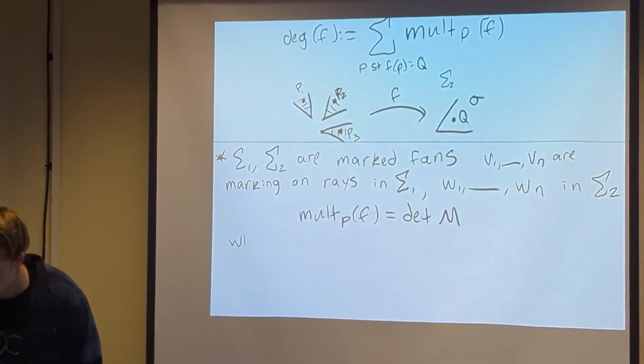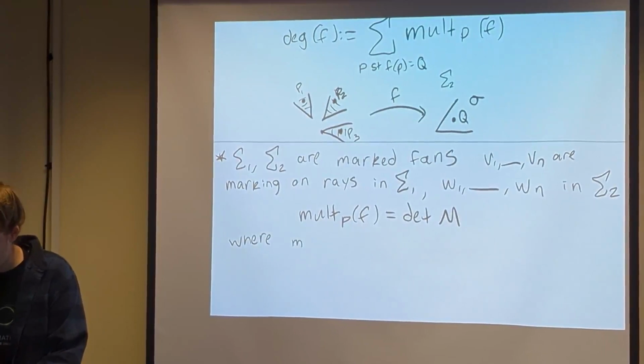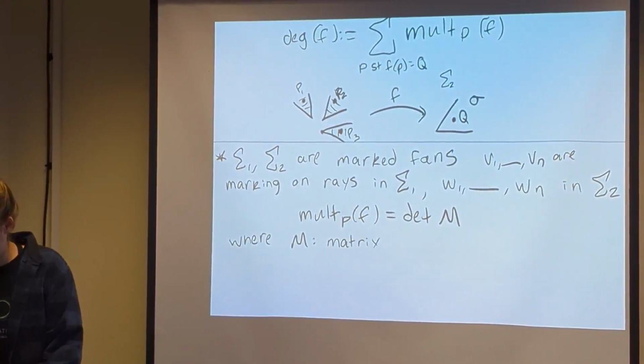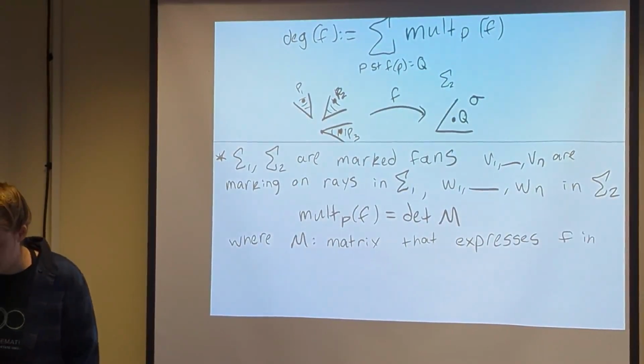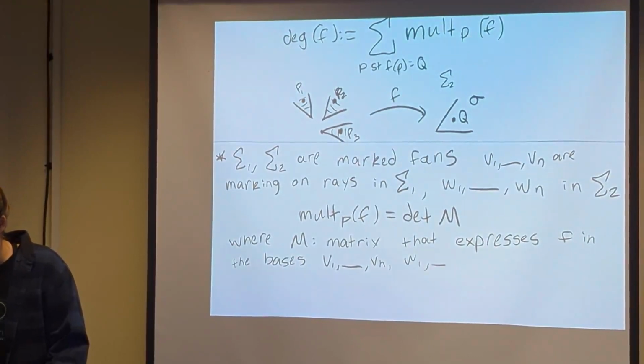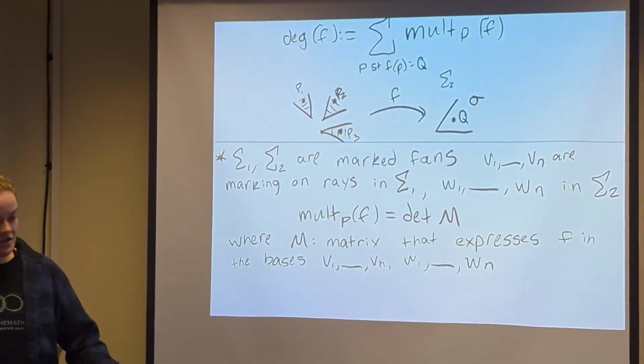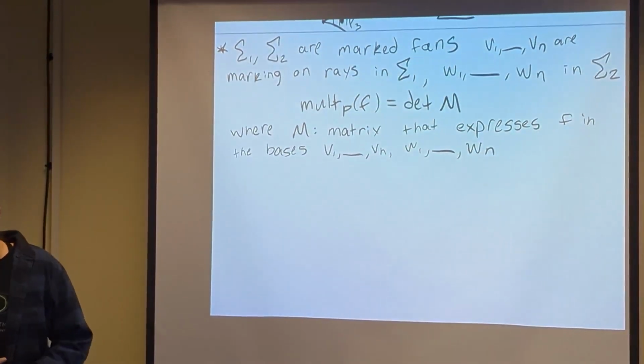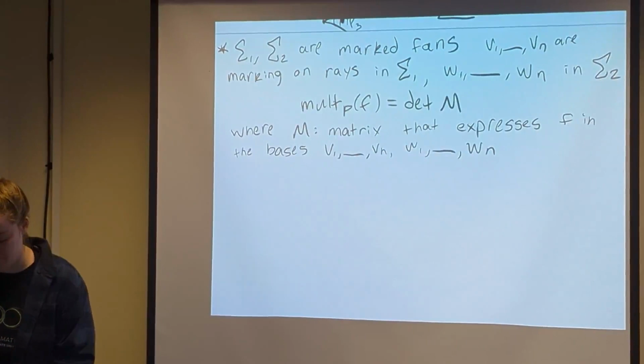where M is a matrix that expresses F in terms of the basis V1 through Vn and W1 through Wn. So we're going to go to the same map of fans that we found the local degree of and check to see if this gives us the same degree and explain how this matrix M works.